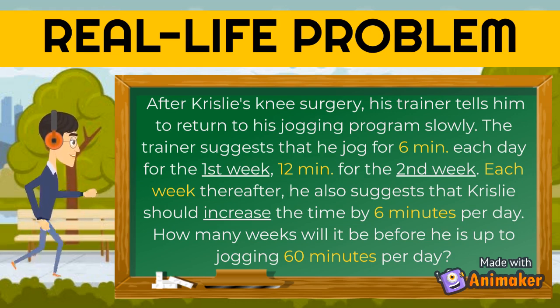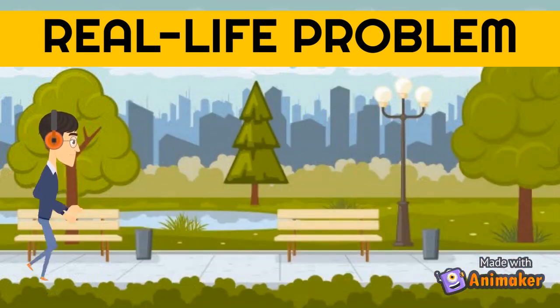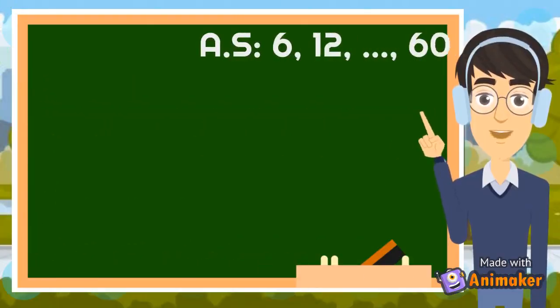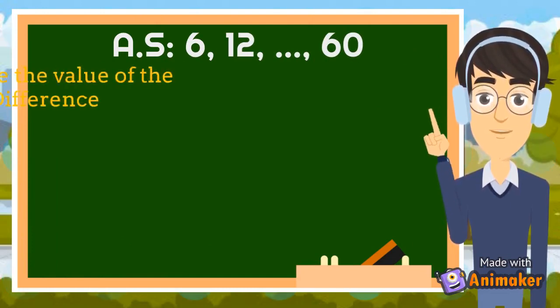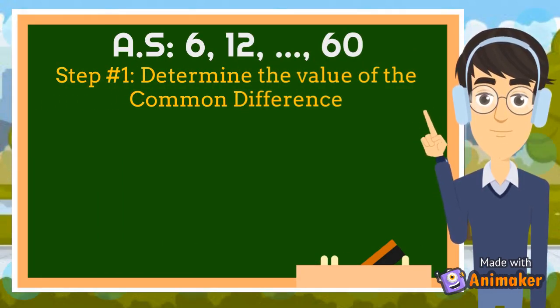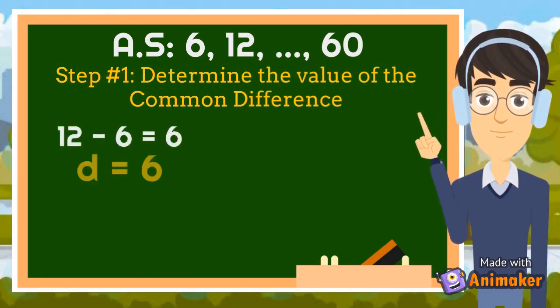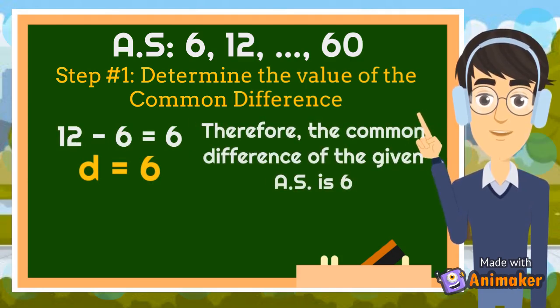In solving this word problem, you can now use your newly learned knowledge on finding the number of terms of an arithmetic sequence by applying our three-way steps. Let's start, Brainiacs. For our solution, considering the arithmetic sequence 6, 12, up to 60, we have to determine our common difference using the following solution. 12 minus 6 equals 6. Therefore, the common difference is 6.